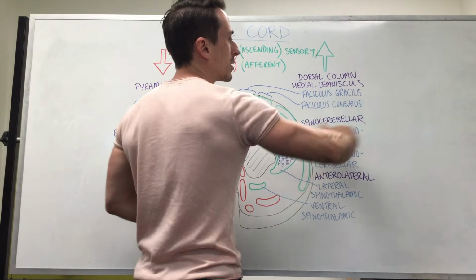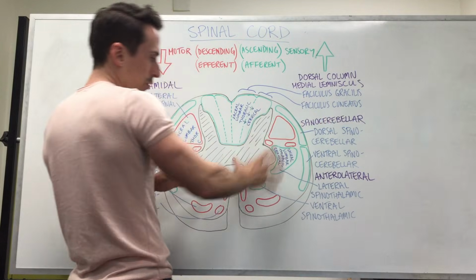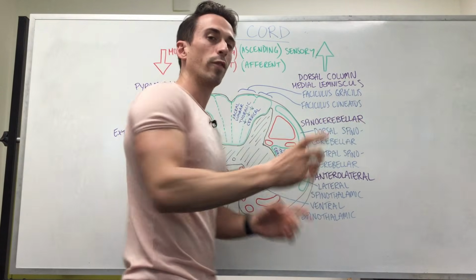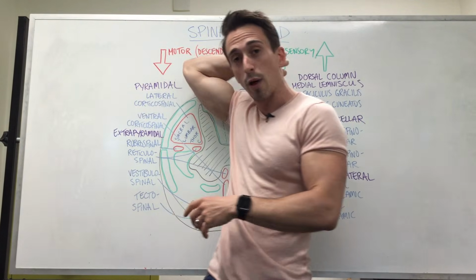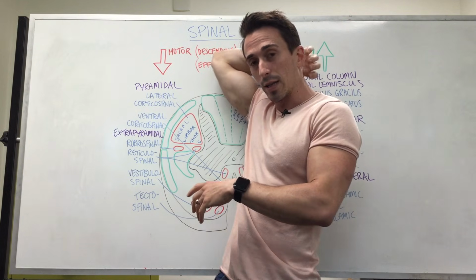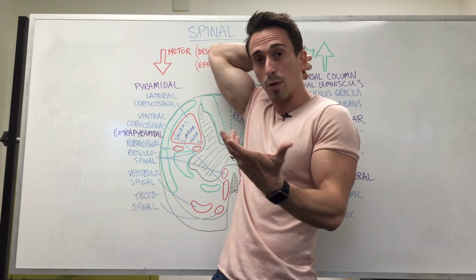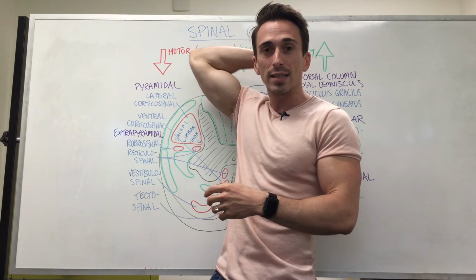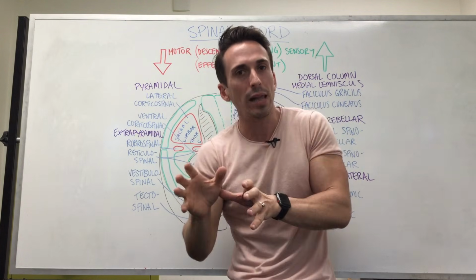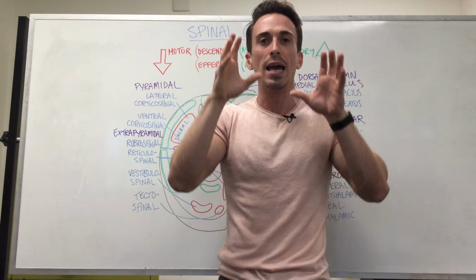Now we've got the spinocerebellar. Spino, referring to the spinal cord. Cerebellar is referring to the cerebellum. This is that small brain. It literally means small brain. You find it at the back and underneath the cerebrum. And what that's there for is for proprioception and balance. Again, knowing where you are in your own space and balance.